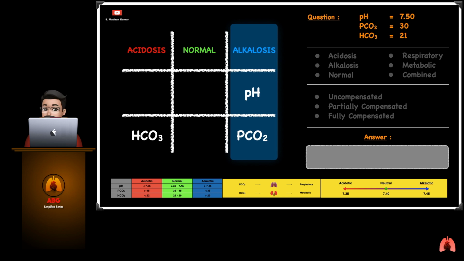Since pH is alkalotic, it is alkalosis. PCO2 is involved under alkalosis, so it is respiratory. All the three values are abnormal, so the final interpretation will be partially compensated respiratory alkalosis.